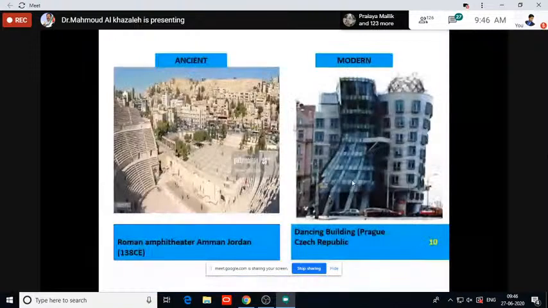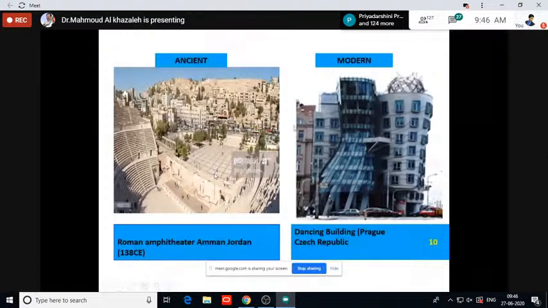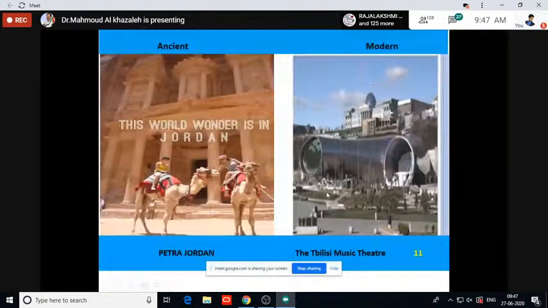If I compare even the old design and new design, I can present here the dancing building in Prague, Czech Republic. Then if I compare before 2000 years ago, the Roman amphitheater in Amman, Jordan, where they used it for dancing and music and other cultural activities. So the concept is totally different, the design is different and the shape is different. And here, if you see the Tbilisi music theater, the modern shape is totally different in order to protect the acoustic scenes.